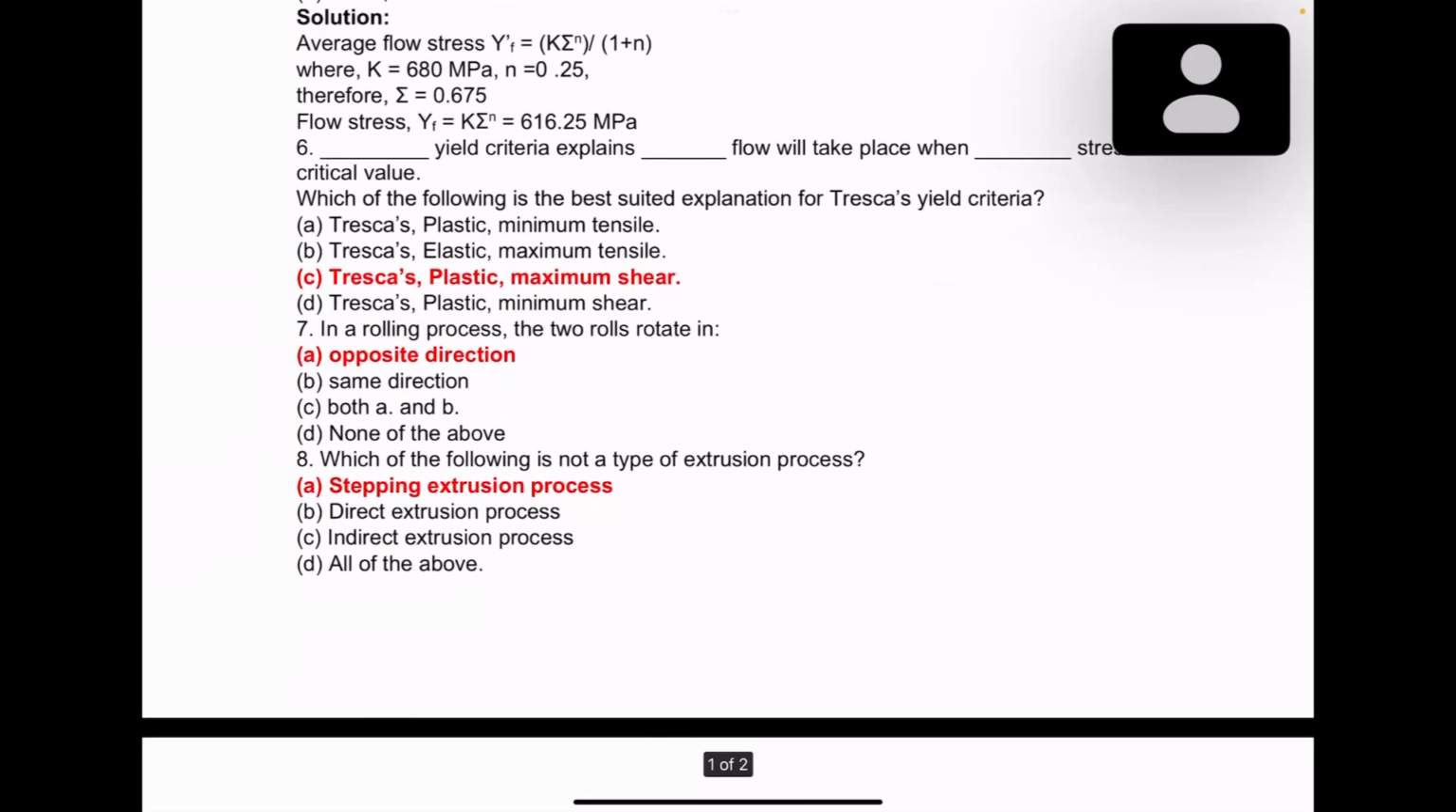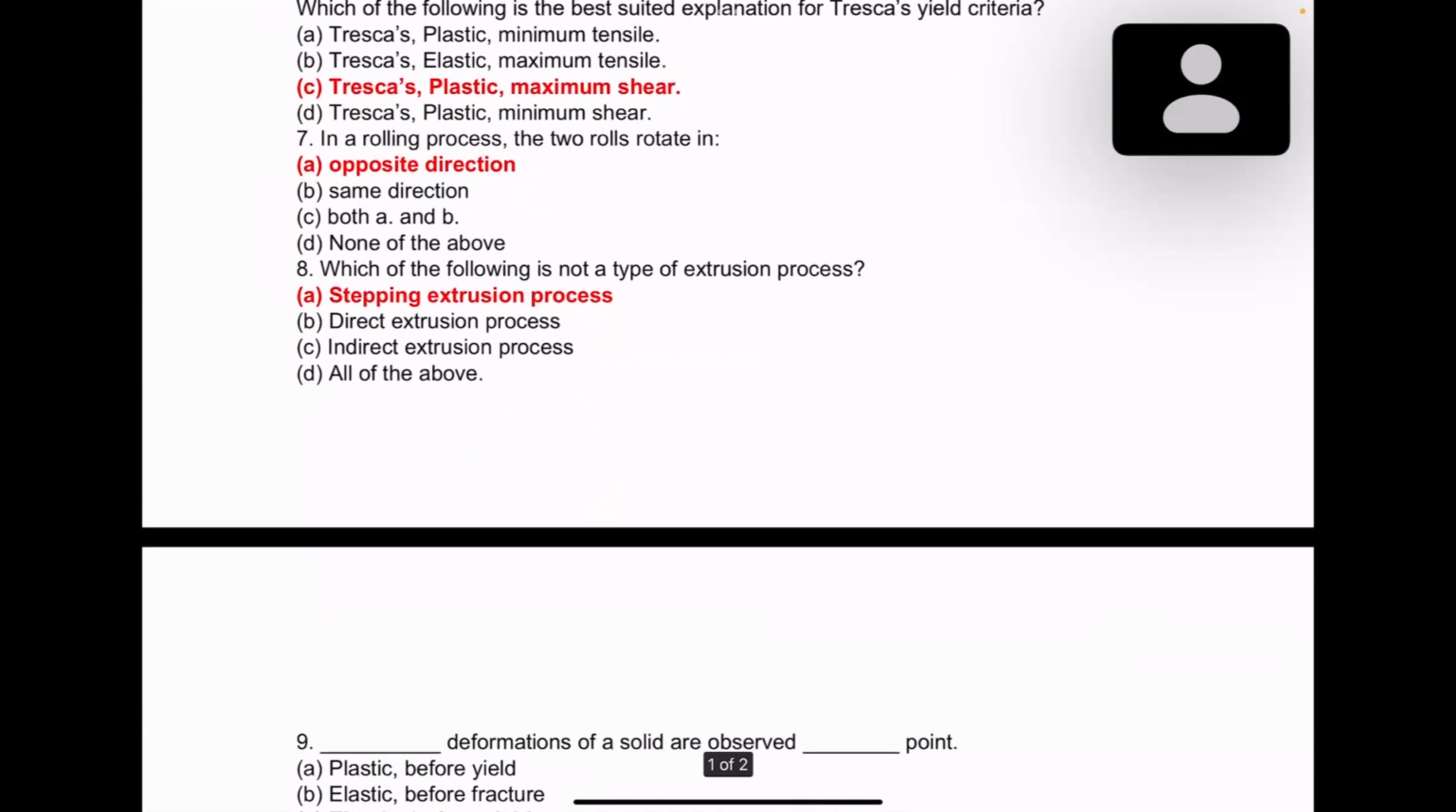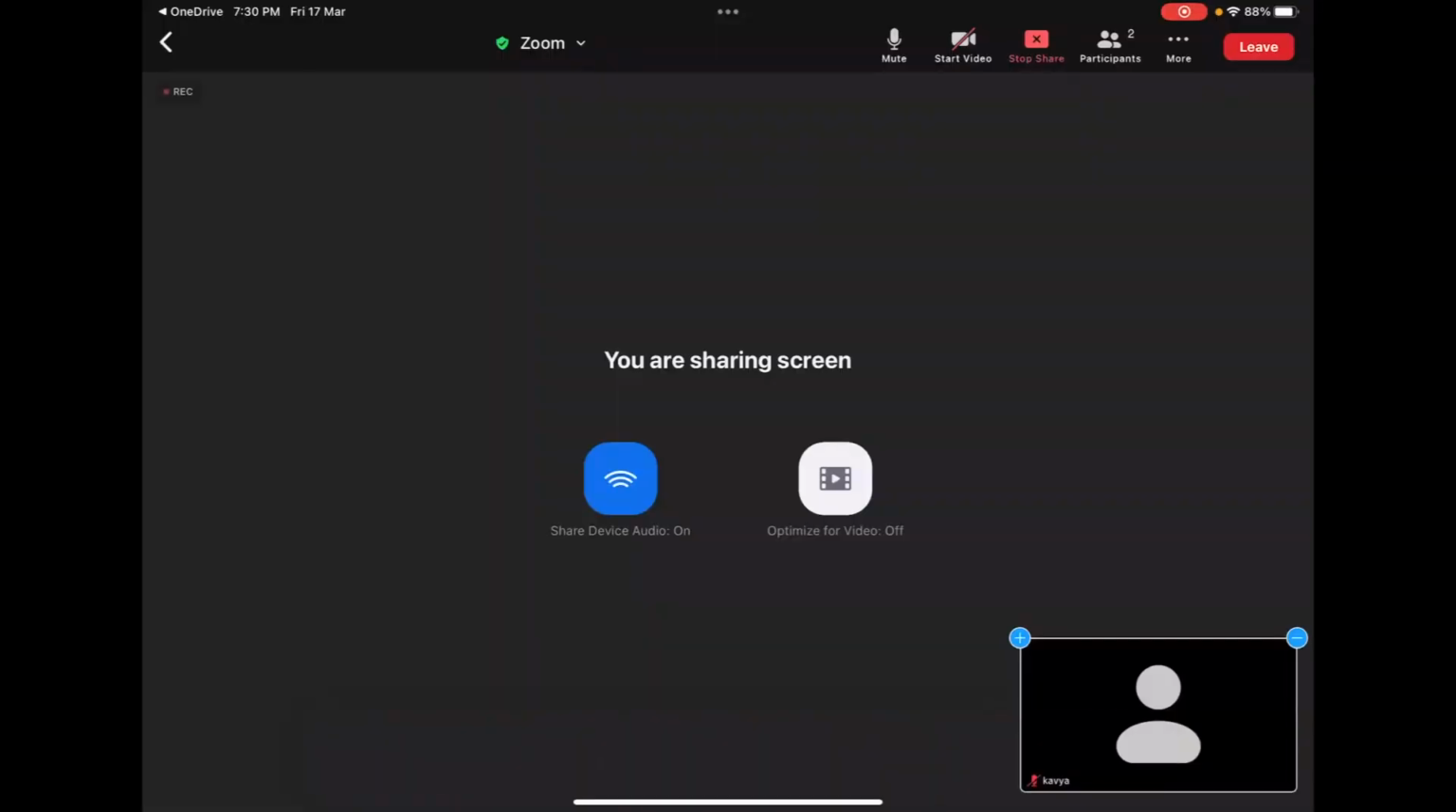And then the eighth question asks, which of the following is not a type of extrusion process? So in that case, direct extrusion, hydrostatic extrusion. So stepping extrusion process is not a type of extrusion process. And so this one becomes your correct option. Okay.